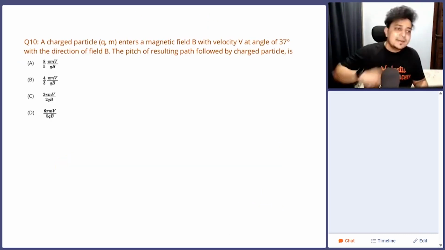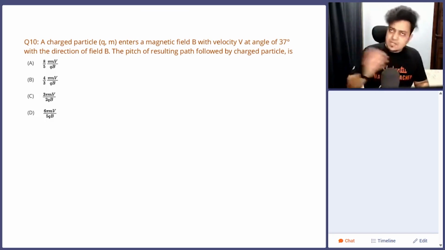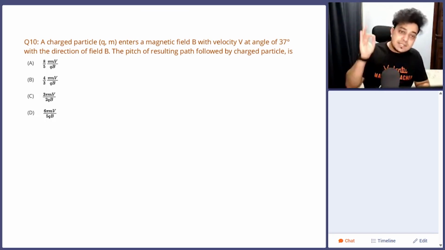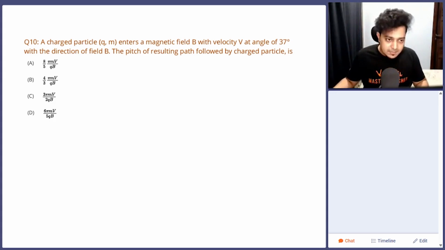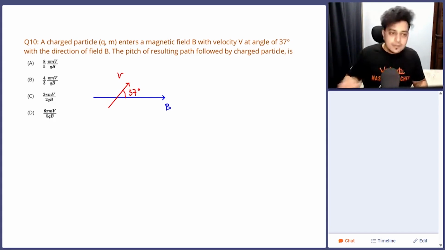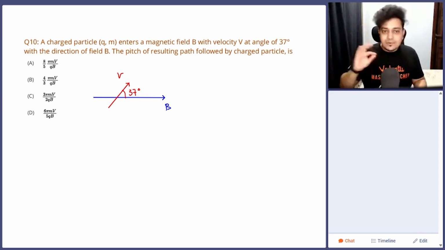Let's go. Next question. A charged particle with charge q and mass m enters the magnetic field B with a velocity at an angle of 37 degree with the magnetic field direction. So this is the magnetic field direction, and the particle enters at an angle of 37 degree. This is the velocity, and this is the magnetic field. The pitch of the resulting path followed by the charged particle will be.